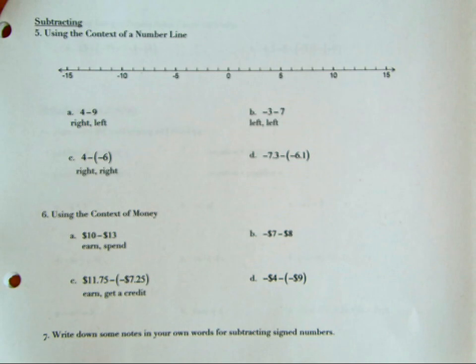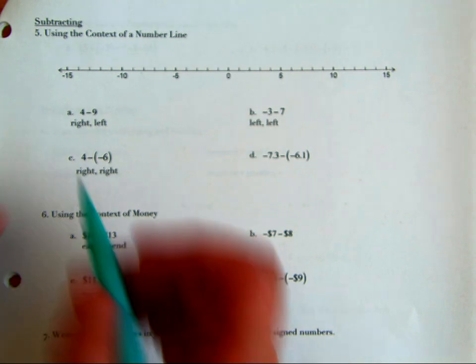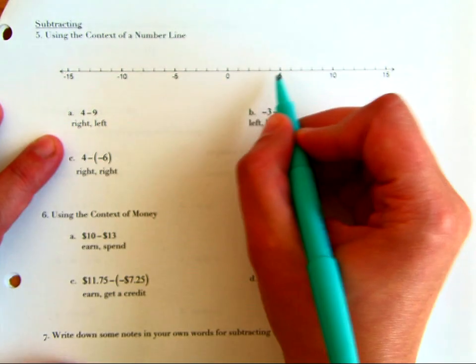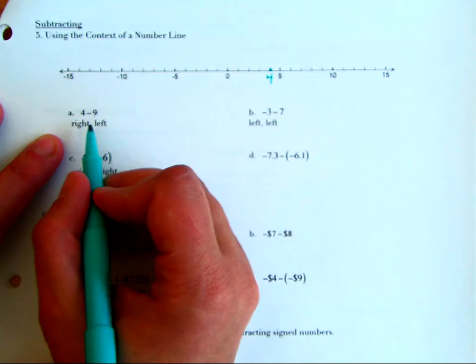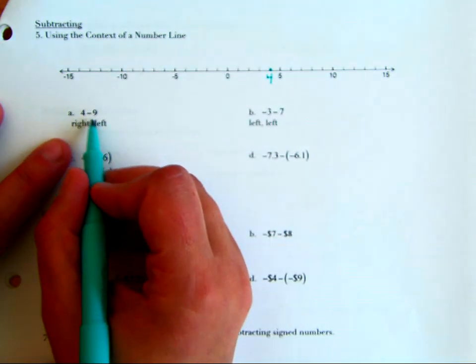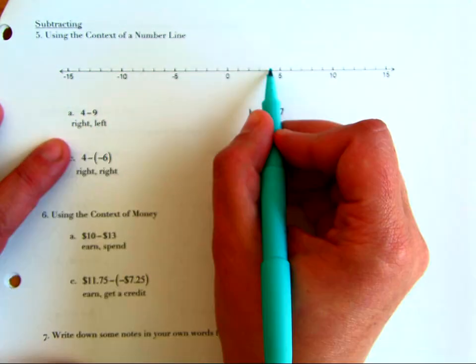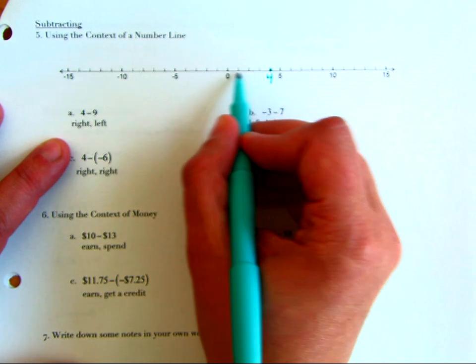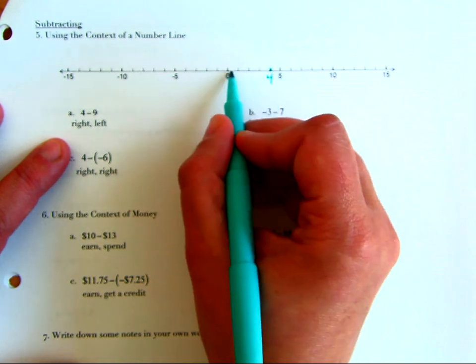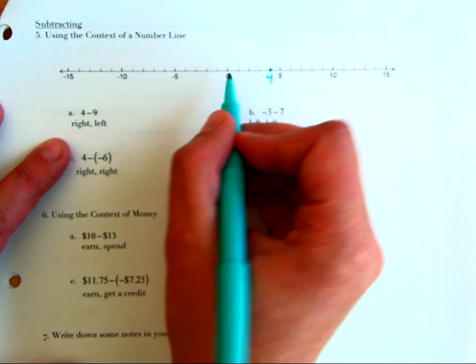Okay. So let's talk about subtracting numbers using the number line. So if you go right 4, here's 4. And then you take away 9, you go left 9. So I'd have to go back to 0. So that's 4 more. How much further do I have to go back? I have to go back 5 more.